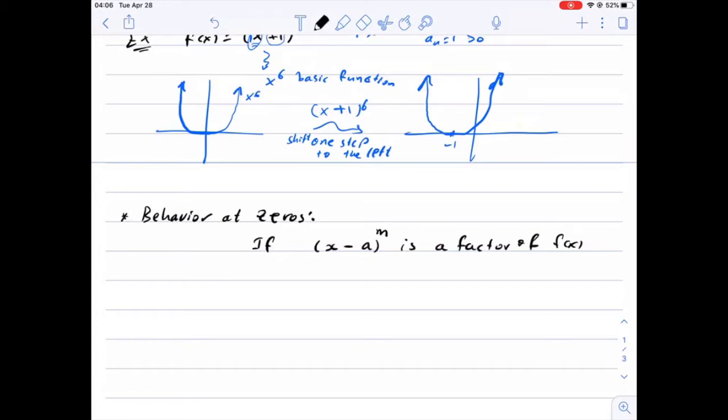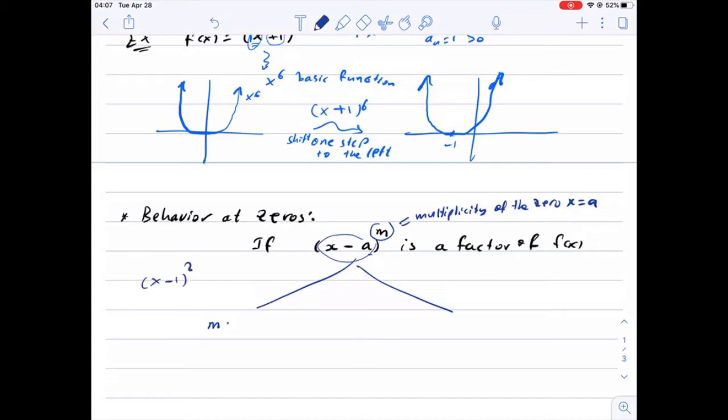If this is a factor, then we have two cases here. In both cases, m is called the multiplicity of the zero x equals a, because x equals a is the value of x that makes the expression equal to 0. So x equals a is a zero of multiplicity m. The repetition, or the multiplicity, is m. That means, for example, if we have x minus 1 squared, this is x minus 1 times x minus 1. That means the zero x equals 1 is repeated twice.